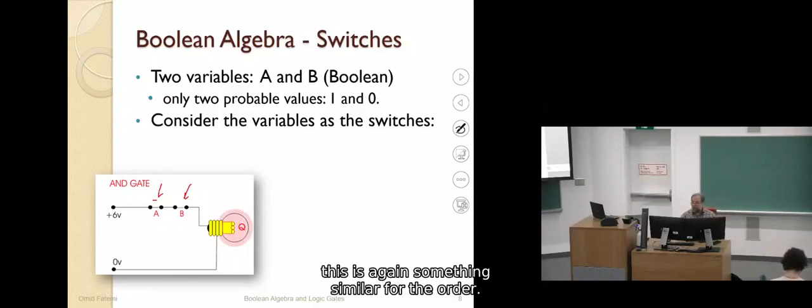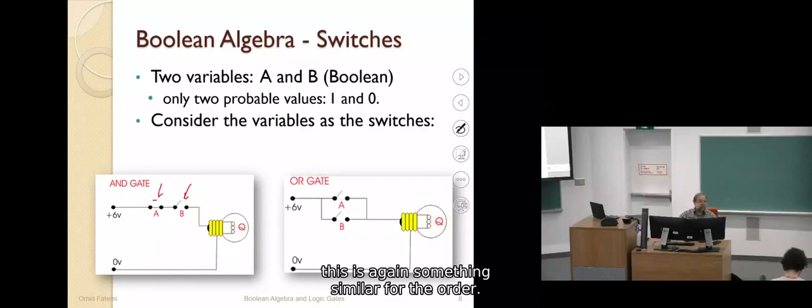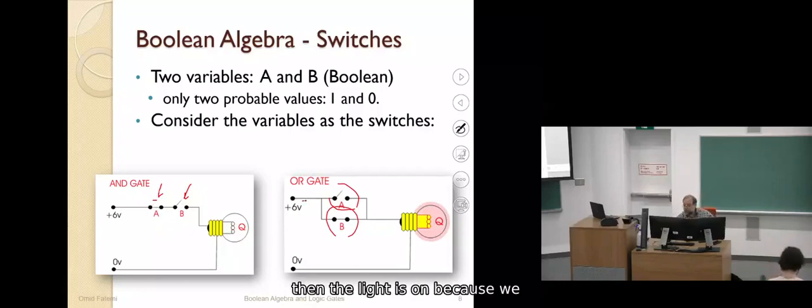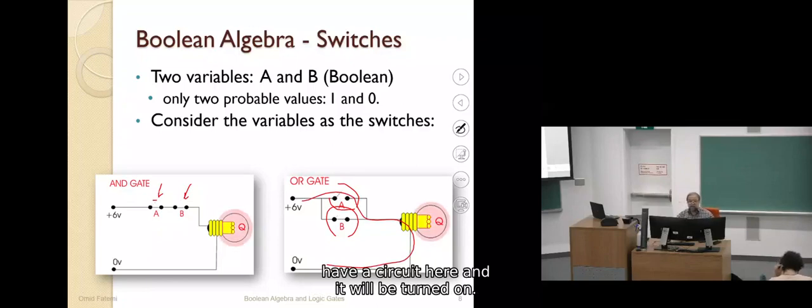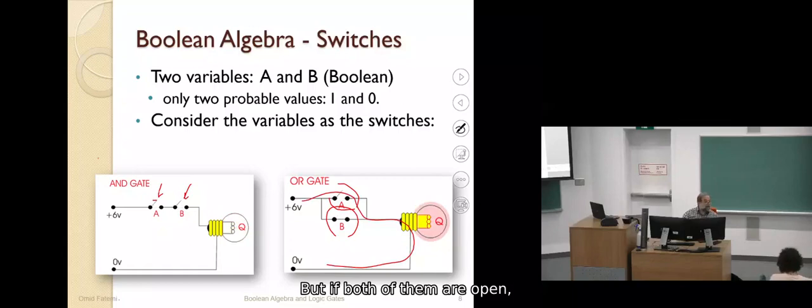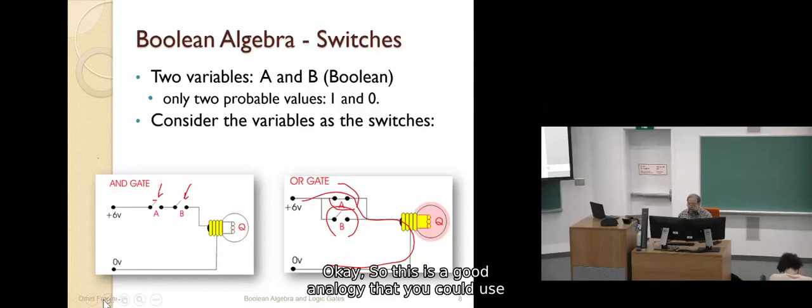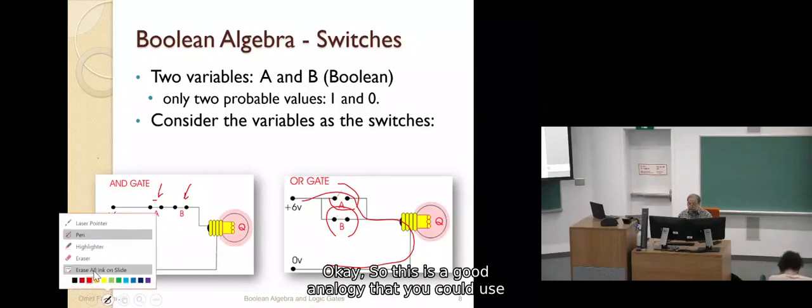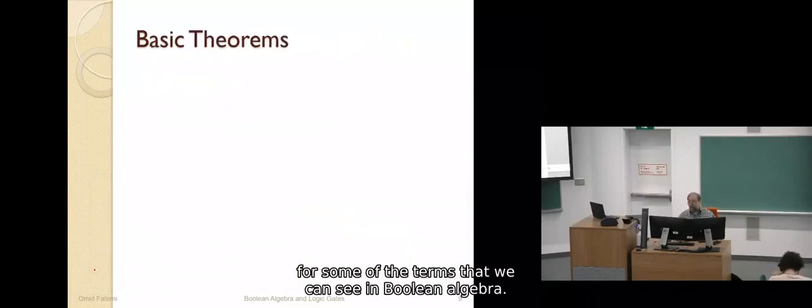This is AND. And again, something similar for the OR. You could put two switches, A and B, in parallel. If one of them is closed, then the light is on because we have a circuit here, and it will be turned on. But if both of them are open, then the light is not on. Okay, so this is a good analogy that you could use for circuits.